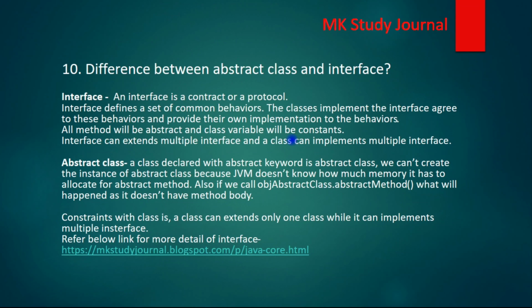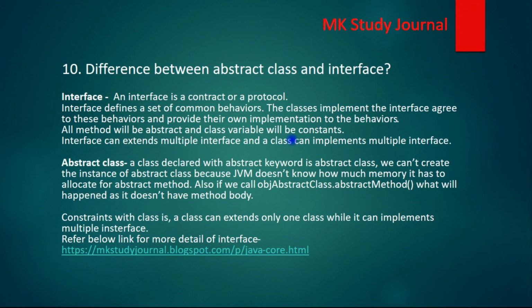And about the abstract class, a class declared with the abstract keyword is an abstract class. We can't create the instance of an abstract class. And why can't we create the instance of an abstract class? Because an abstract class may have an abstract method.